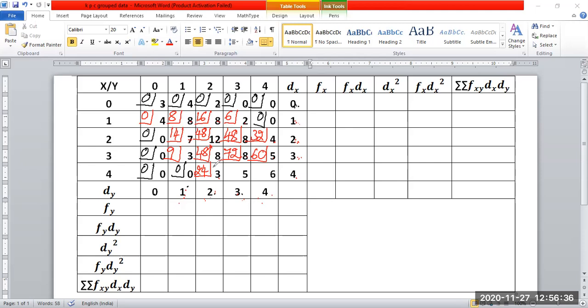5 into 4 into 3, so 60. Last one, 6 into 4 into 4. Look at that, 6 into 4 into 4, that is 96. Okay, all boxes total is over.